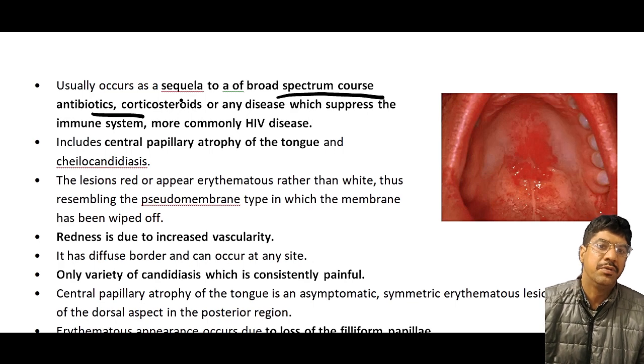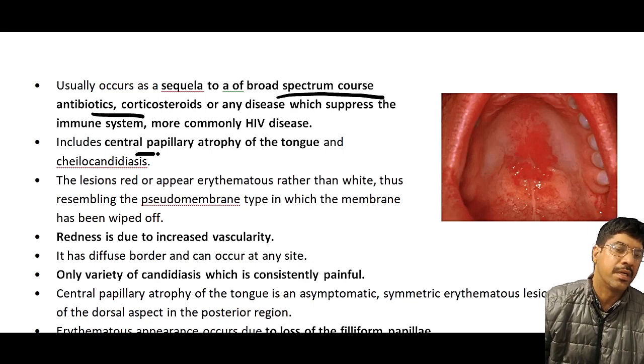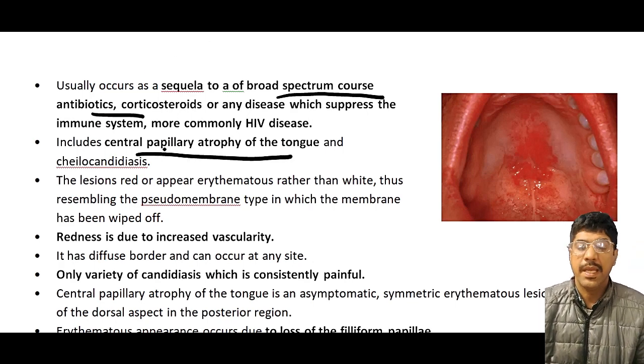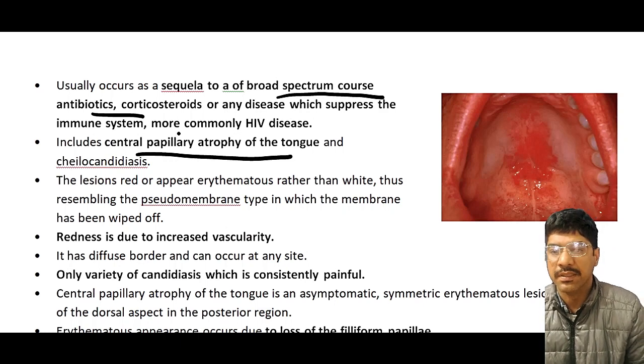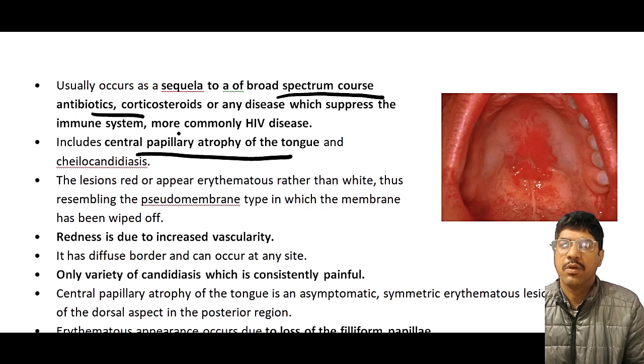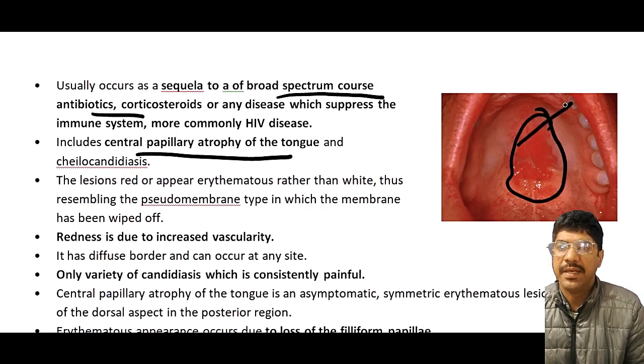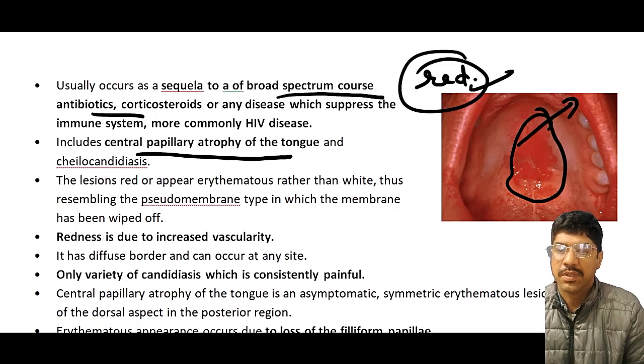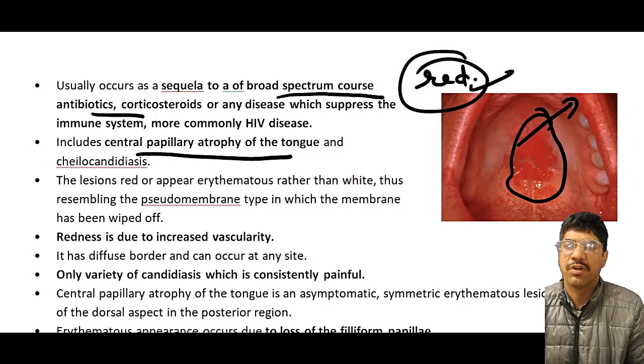It may include the central papillary atrophy of the tongue. The main characteristic of this disease is that instead of a white area, the affected area looks red in appearance, right? Erythematous means red. The redness here is because of more blood supply flowing there.